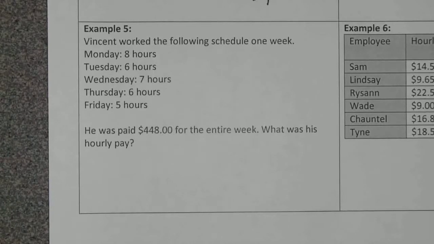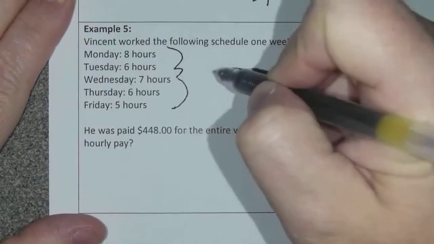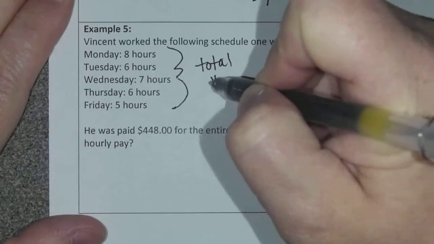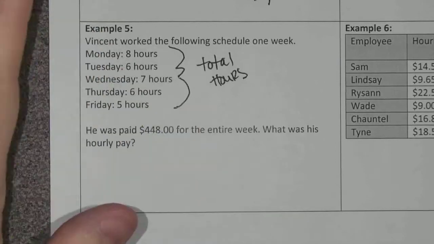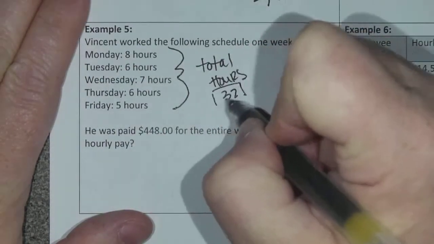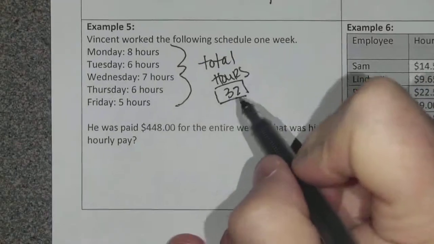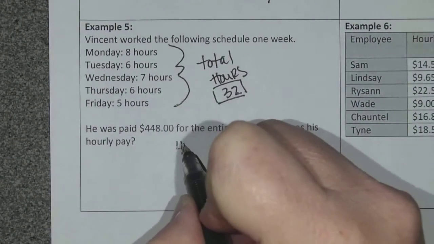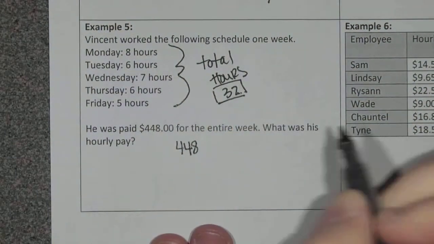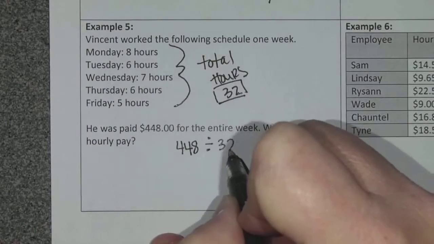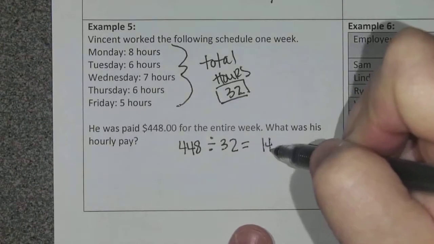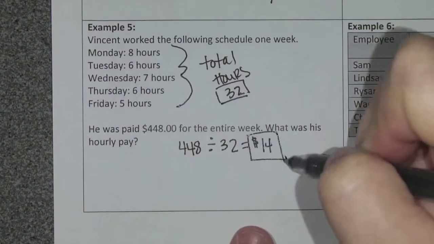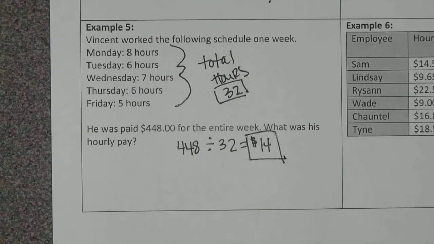So what do we got to figure out first? We got to figure out how many total hours, right? So can you guys add those up for me and tell me how many total hours he had? 32. So we had 32 total hours. So what are we going to do now that we know that? Divide. Take his weekly pay, the $448, and divide it by 32. It's how much? $14 even an hour. That's not too bad of a job, is it? $14 an hour. Okay, questions on how we did that?